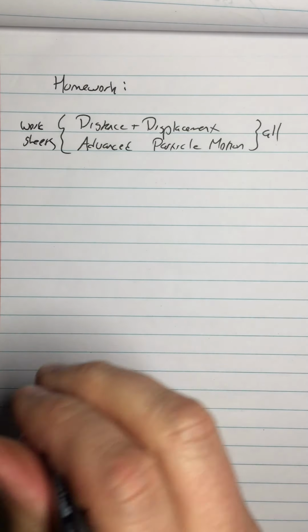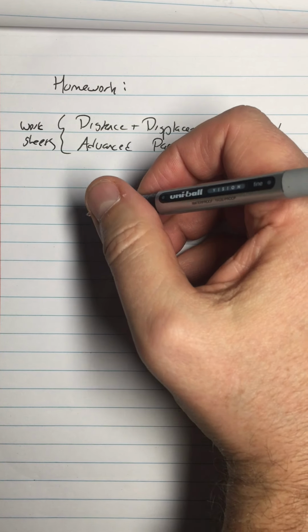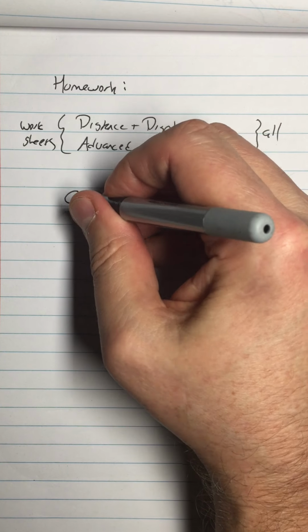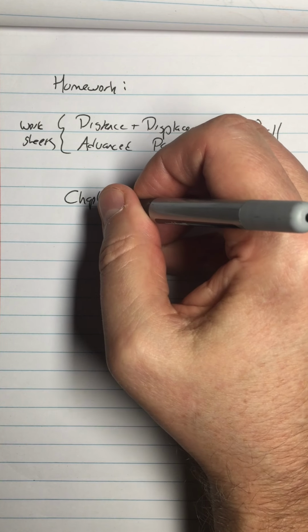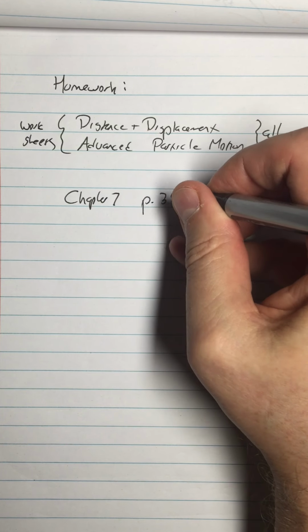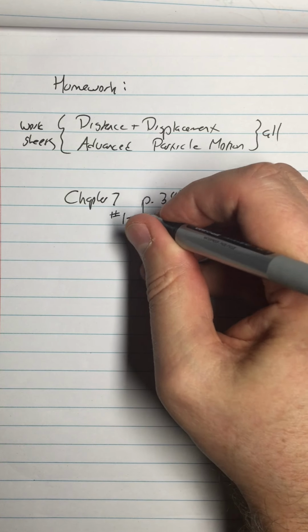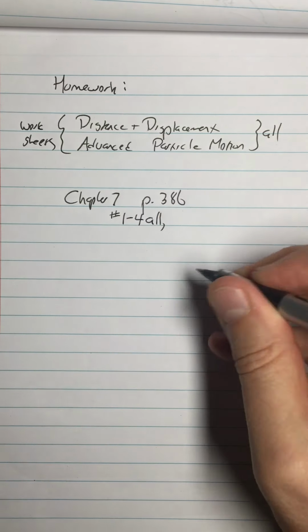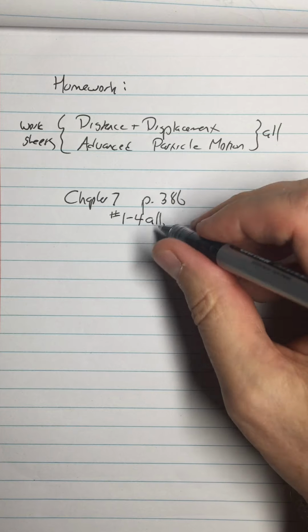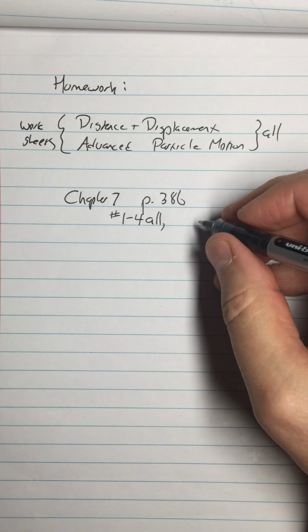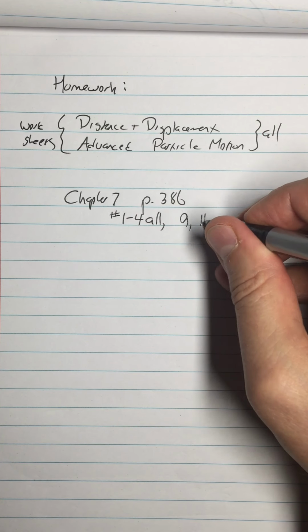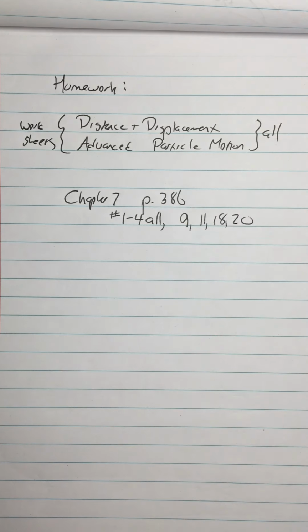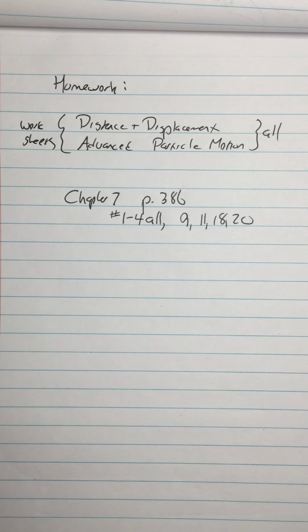And the other fun thing that you get to do is in your book, chapter 7, page 386, number 1 through 4, all. I could have written out 1, 2, 3, 4; it's a little bit of a toss-up as to which takes more symbols. And then 9, 11, 18, and 20, that's your random assortment for today. And there you go. Enjoy.